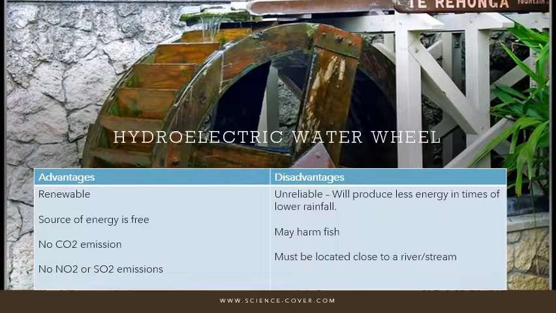A hydroelectric water wheel is a renewable energy source. It's a source of free energy. Again, there's no carbon dioxide emissions and no nitrogen or sulfur dioxide emissions, which means that there's no climate change and no acid rain. However, this again is unreliable, as it will produce less energy in times of low rainfall, and it may harm fish. And to use this kind of water wheel, the building that you're working at would have to be built close to a river or a stream.